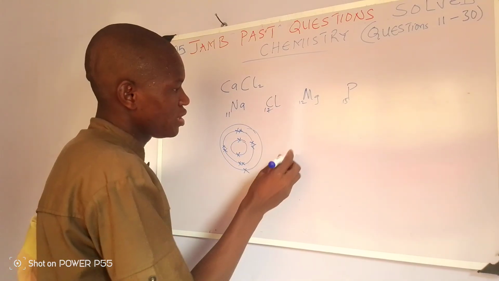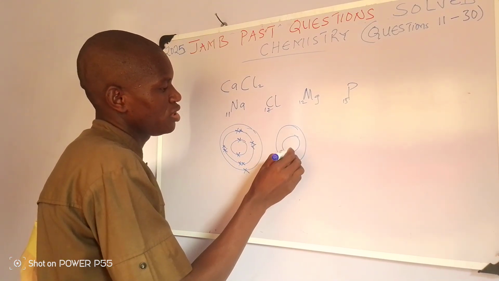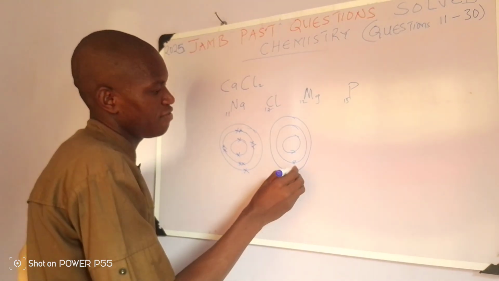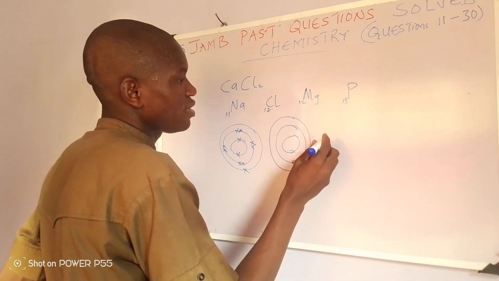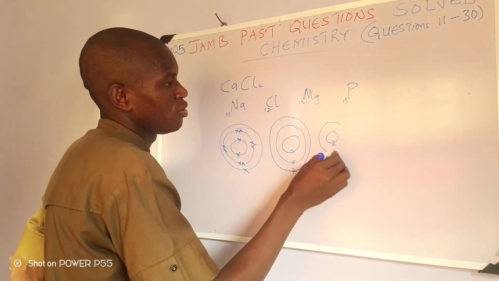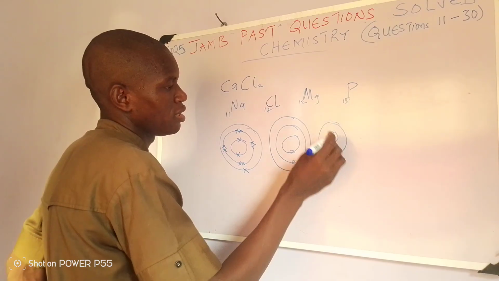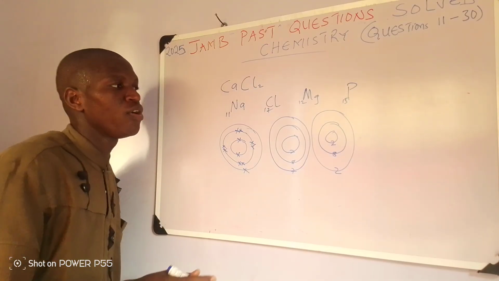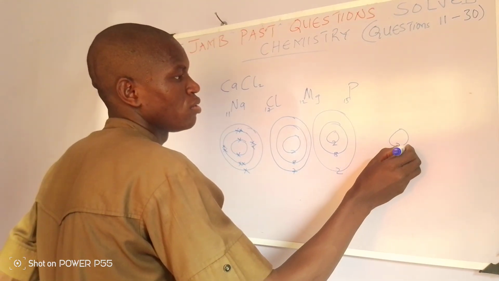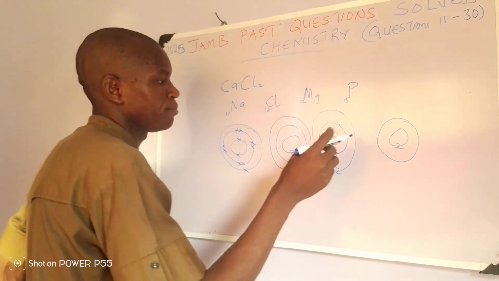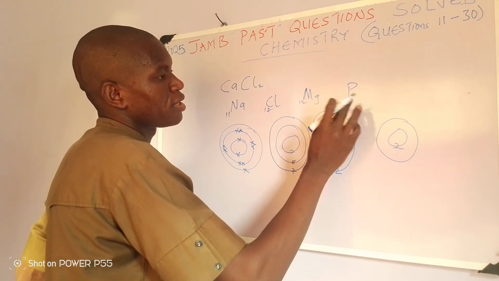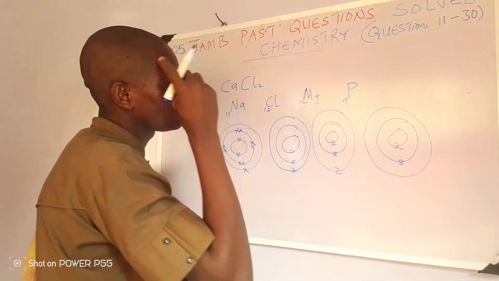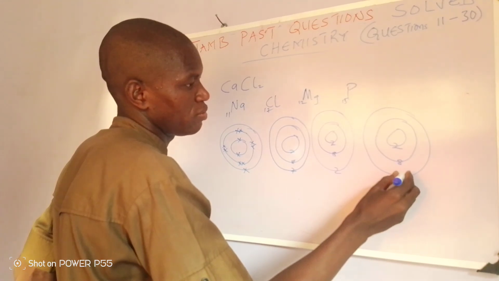Okay, so for chlorine, we have 1 shell, 2 shell. This is 2, this is 8, that's 10, this is 7. Okay, so for magnesium, we have 2, we have 8, and then lastly we have 2. That gives us 12. For phosphorus, we have 2, we have 8. Then how many are remaining? This is 10 already, so we have 5.